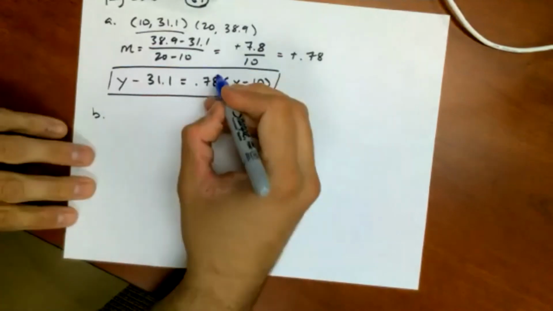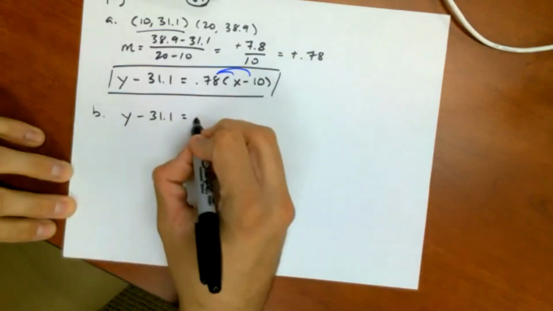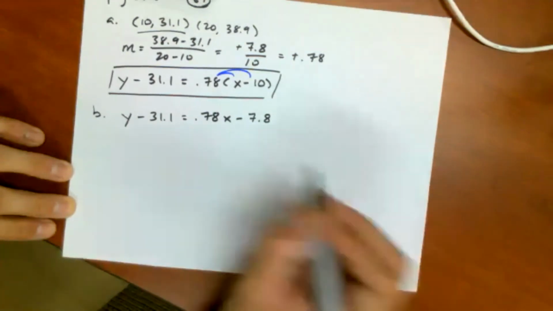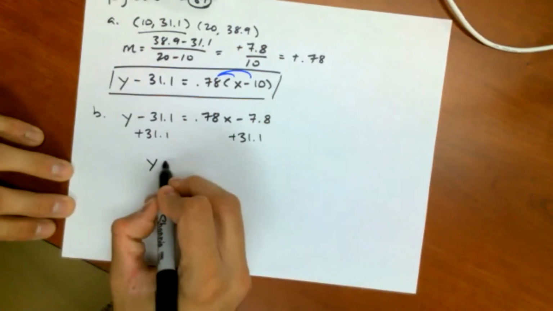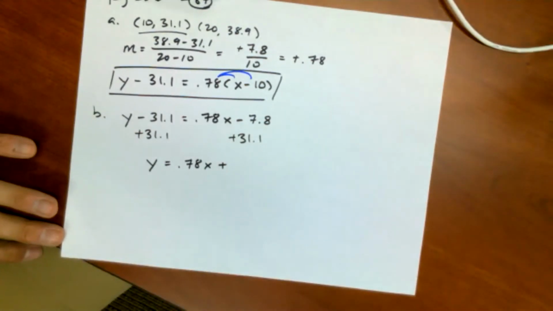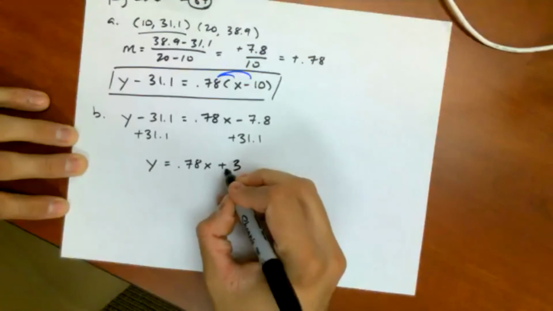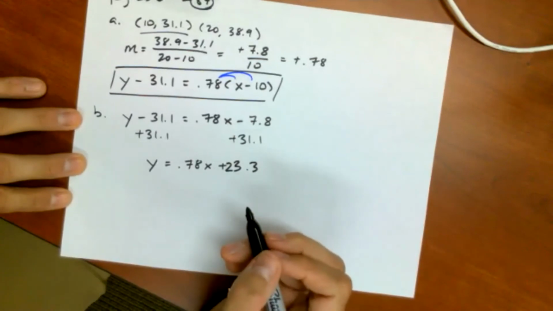So what we were doing yesterday, we distribute the 0.78 and we get y minus 31.1 equals 0.78x minus, now times 10, this would be 7.8, right? Then I've got to add 31.1 and I wind up with y equals 0.78x plus, now let's see here, 31.1 minus 7.8 is 23.3. Okay, so now I guess they want you to write it as a function.